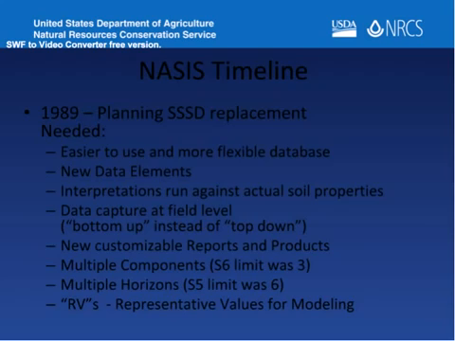Keep in mind, the SOLS 6 limited us to 3 components, and in most cases we knew we had more than 3 components and we wanted to be able to track that information. The SOLS 5 limited us to a maximum of 6 horizons, and we could only report out 4 in the database. We wanted to be able to change that so that we could have multiple horizons. We wanted unlimited components, we wanted unlimited horizons, and we wanted the ability to provide a representative value for modeling.